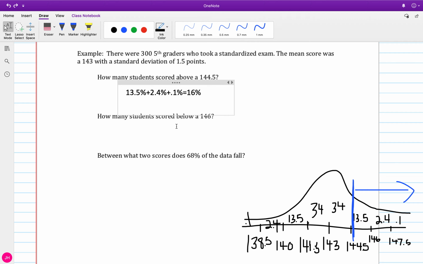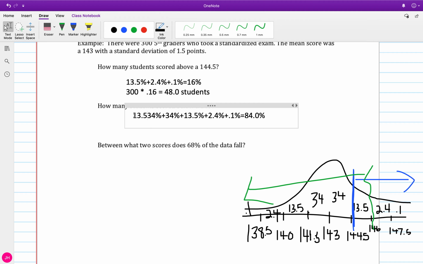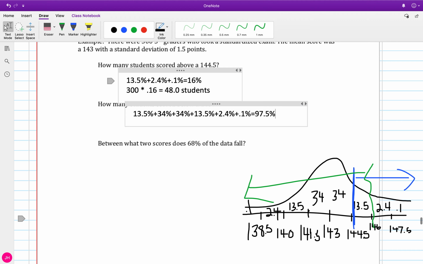So I got my 34%, my 34%, 13.5. Oh, and I've got this other 13.5 right there. So I'm going to come back here and put 13.5%. And that is going to give me 97.5%, if I add the 13.5, the 34, the 34, the 13.5, the 2.4, and the 0.1. Again, I don't want the 97.5%. I need to know how many total students there were. So I'm going to take 0.975 times 300 students, and that gives me 292.5 students. And if we're asked to round that, we'd round it to 293.